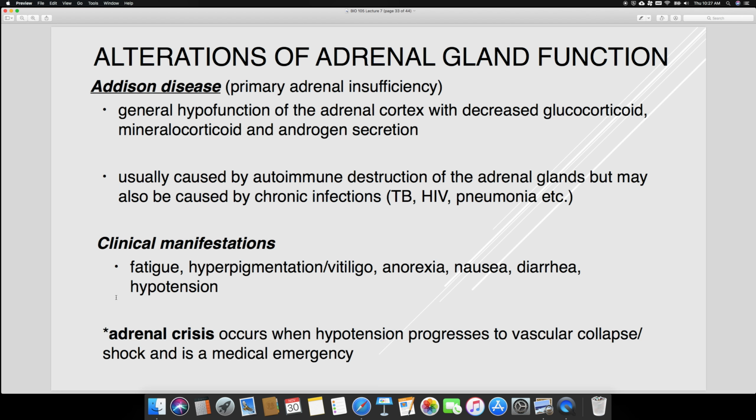Hypotension, that's another important find. So again, if you have decreased amounts of aldosterone, you're not holding on to sodium. That means you're not holding on to water. That means your blood volume is going to be low, and thus blood pressure. And this can lead to what's known as an adrenal crisis. And this is when that hypotension basically results in shock, vascular collapse. And this is a medical emergency, obviously.